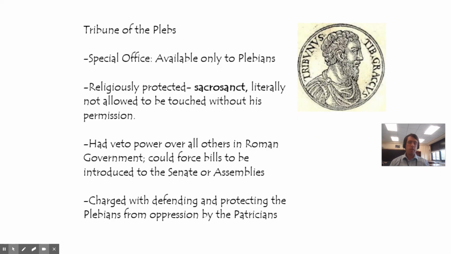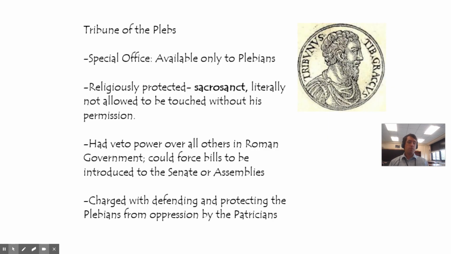This is a really cool word. That means that the gods were protecting their physical body. You were not allowed to touch a tribune of the plebs without their permission. Presumably one of the gods would just strike you down on the spot if you did that. Or more likely, all of the plebs that they were associated with would openly rebel and fight back. They had veto power, the ability to forbid something or stop something, over everyone else in the Roman government.